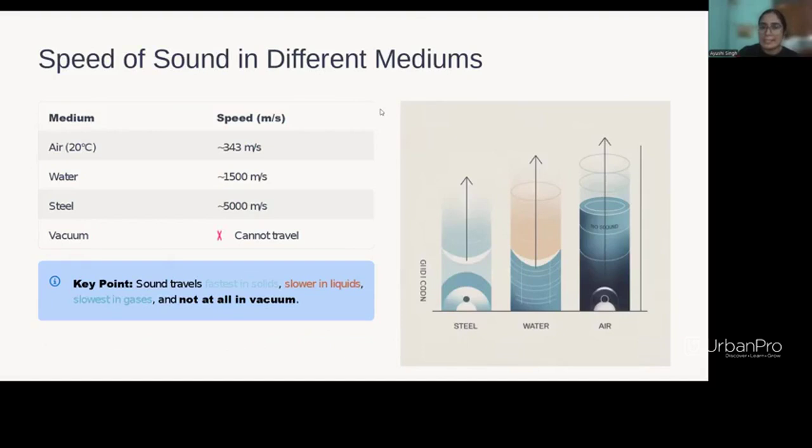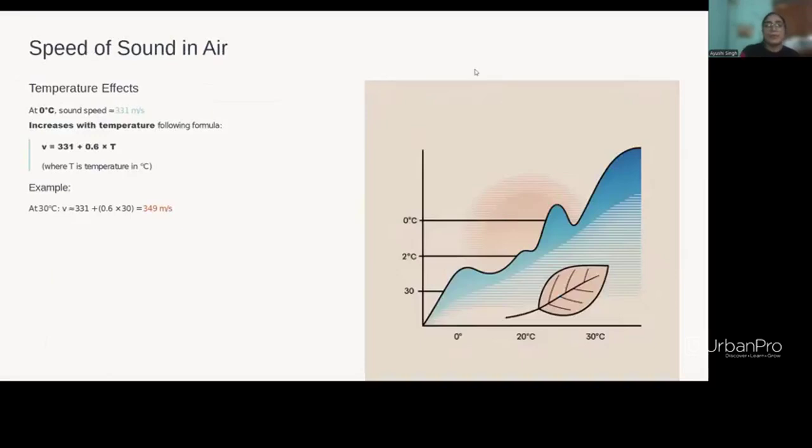We have already discussed in our previous class that the speed of sound in air at around 20 degrees Celsius would be 343 meter per second. For water, it is 1500 meter per second. And for steel, it is the maximum, that is 5000 meter per second. Now in vacuum, the sound cannot travel because there is no particle, no medium to travel. Sound travels fastest in solid, slower in liquid, slowest in gases, and not at all in vacuum. So we know that.